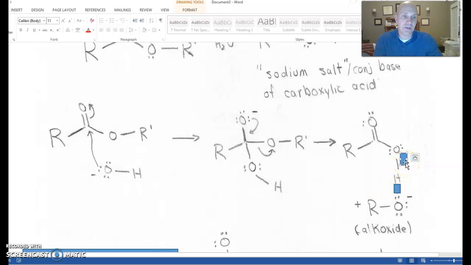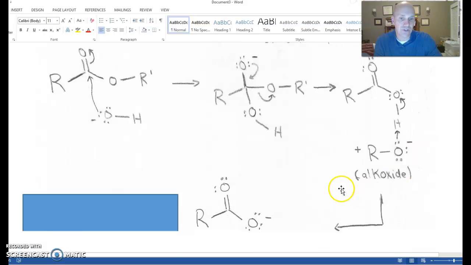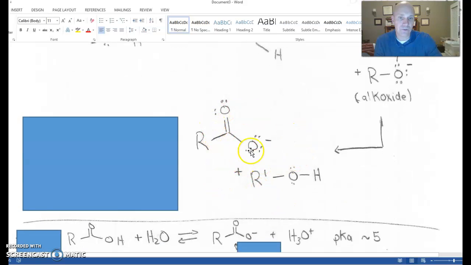But actually what's then going to happen is that when this thing leaves, that makes this product right there, and that's what you call an alkoxide. And all an alkoxide is that it's the conjugate base of an alcohol. That alkoxide is going to grab this H+, and these electrons are going to go onto that oxygen, and that's going to make these 2 things right here. So when this reaction is done, this is what you would have left over.